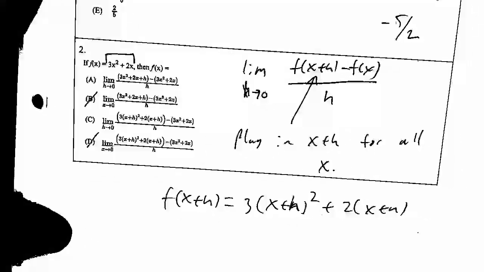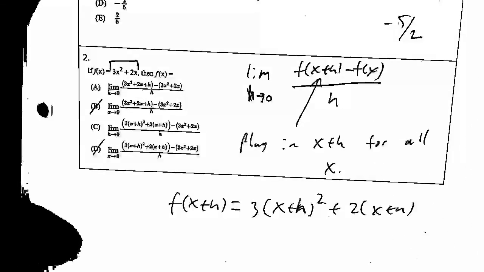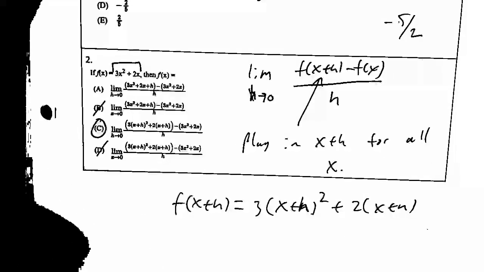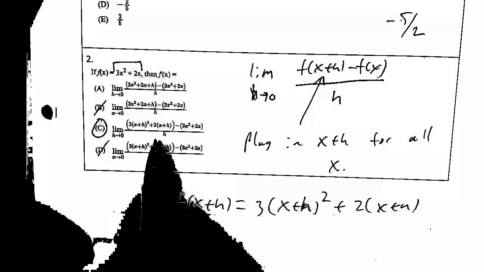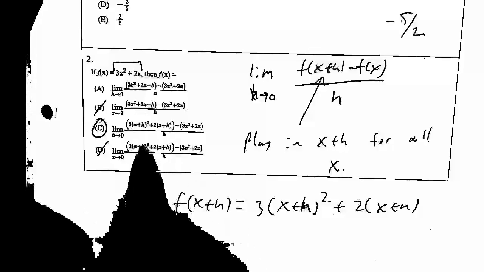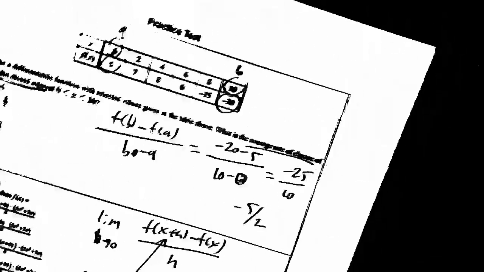When we plug it in, that is when the f of x goes away, the f of goes away. So we end up with C for this one. Because this one is representing the x plus h being plugged in for all the x's, whereas this one just adds h at the end. It's the x plus h that is plugged in. So the answer is C. Okay, all right, continuing on.